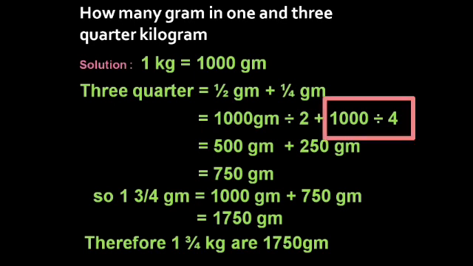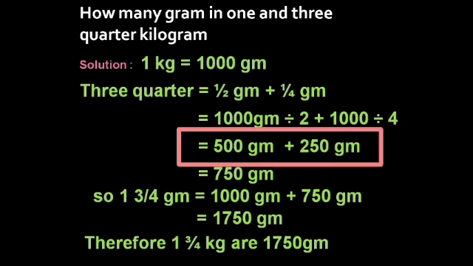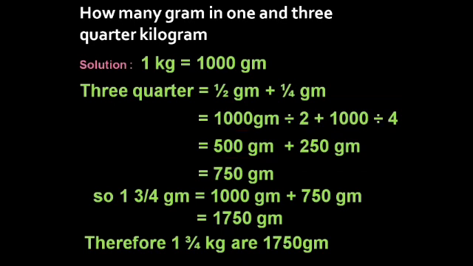Why did we divide 1000? Because 1 kg is equal to 1000 gram. So half of gram is 500 gram and quarter of gram is 250 gram. If we add 500 gram and 250 gram, we get 750 gram. So 3 quarter is 750 gram.